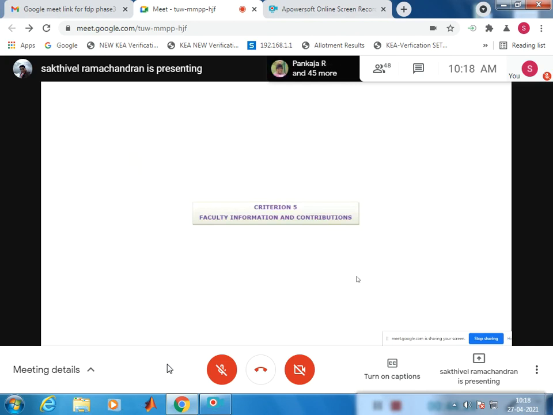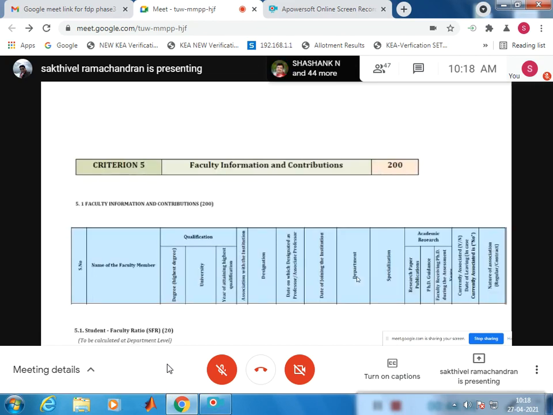The first one is faculty information and contribution. Generally, by seeing this, we might already be aware of what is looked for in faculty, starting from the course file, starting from their admission. I mean, the faculty being appointed from that date, starting from his qualification, publication, citations, everything is taken into account, and all are being validated for the accreditation process. So the first point is 5.1, faculty information and contribution.